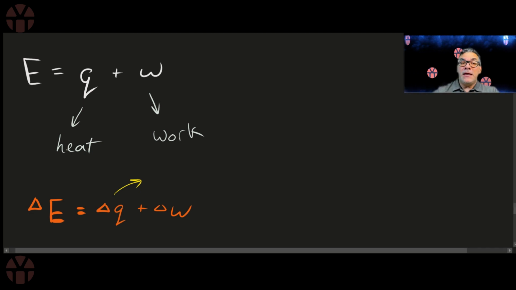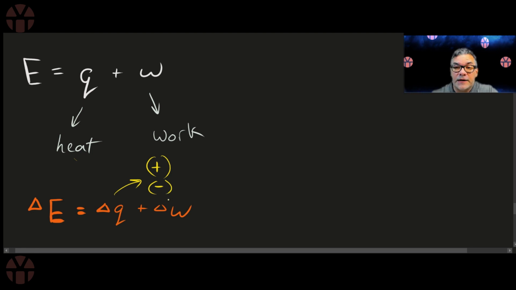Now, what we mean by this delta Q is that in essence, we can have a change in heat energy that is positive, endothermic, or we could have a change in heat energy that is negative, exothermic. An object can gain heat, an object can release heat. A reaction can gain heat, a reaction can release heat.